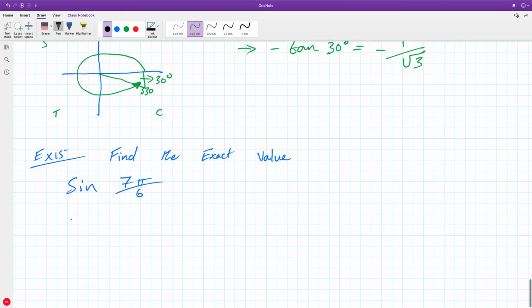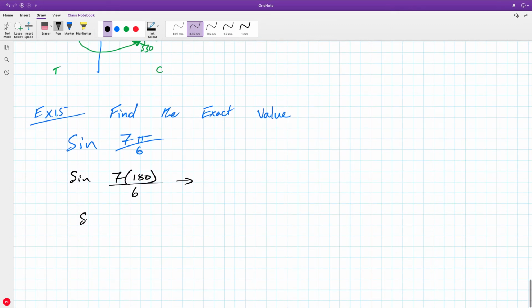Right, let's have a little look at it. That is the sine of 7 times 180 over 6. So that is 7 times 180 over 6. Sine of 210 degrees. Unit circle. C-A-S-T. Start from here, go the whole way around to 210.